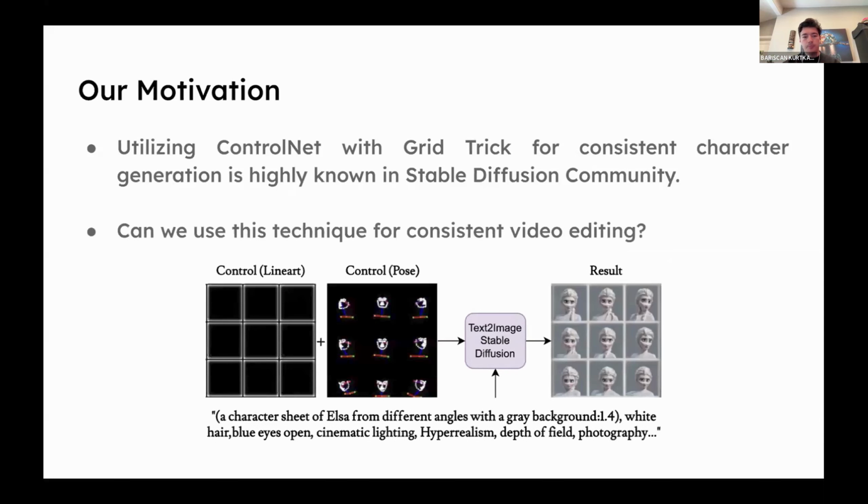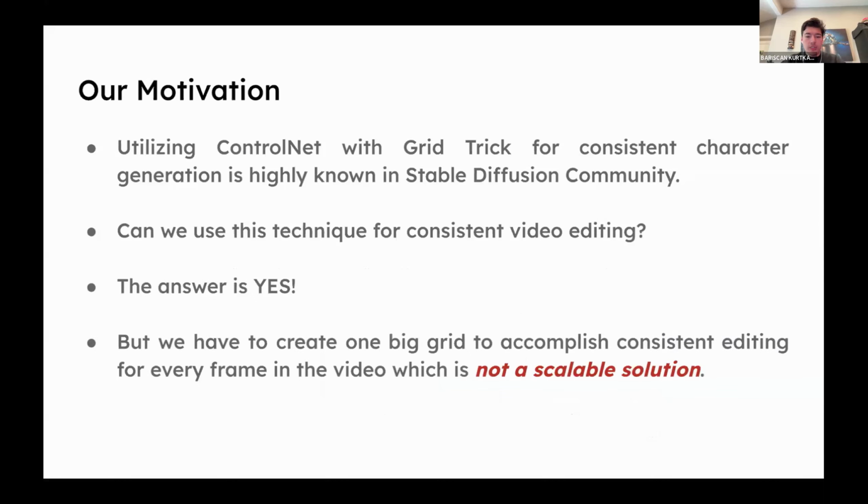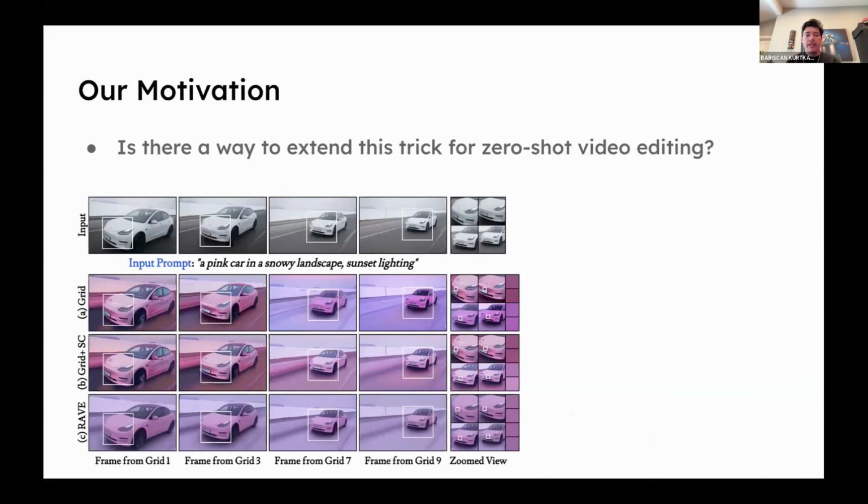So we asked, okay, can we use this technique for consistent video editing? And the answer is basically yes. But there are a lot of issues, because in a long video, even a 2-second video, if it's 30 FPS, you need to create a grid which has 60 frames, which is not a scalable solution. And we want to edit even longer videos. So how do we extend this trick for zero-shot video editing?